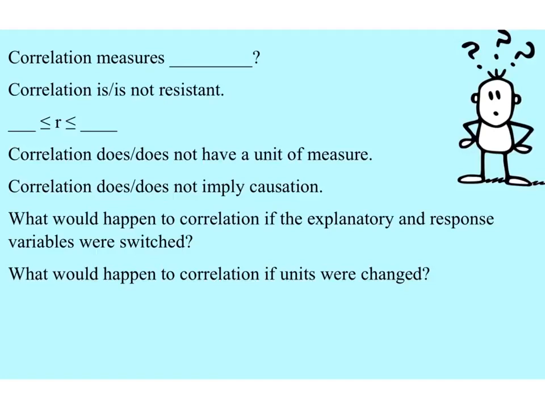So to wrap this up, what does correlation measure? Well, correlation measures the strength of linear relationships. The closer to 1 or negative 1, the more linear the data is. As we saw on the website in the previous video, correlation is definitely not resistant to outliers. Correlation will always fall between -1 and +1.